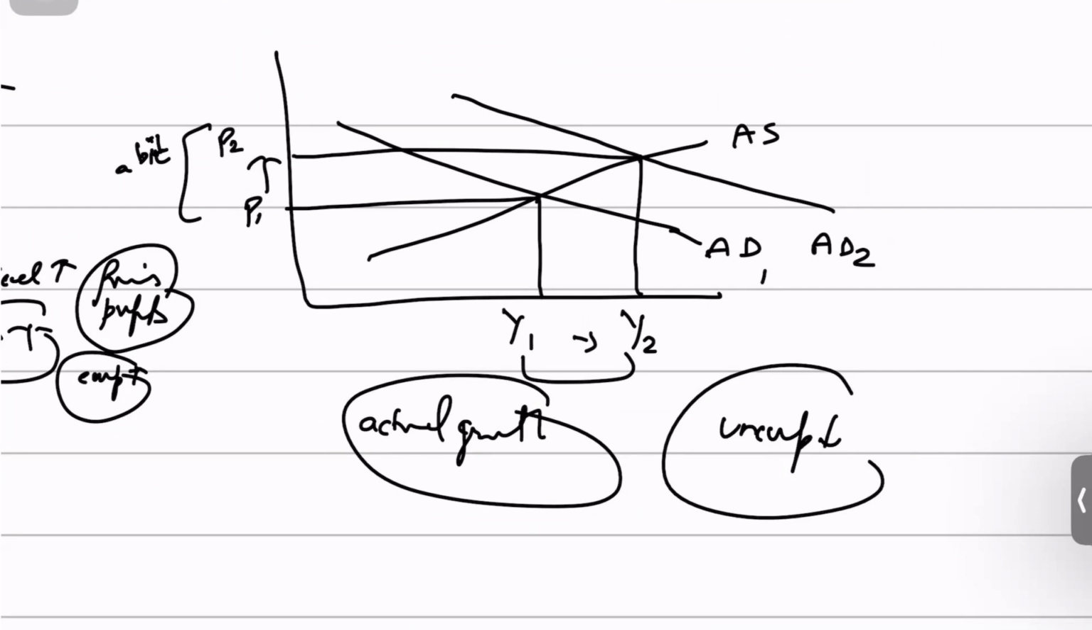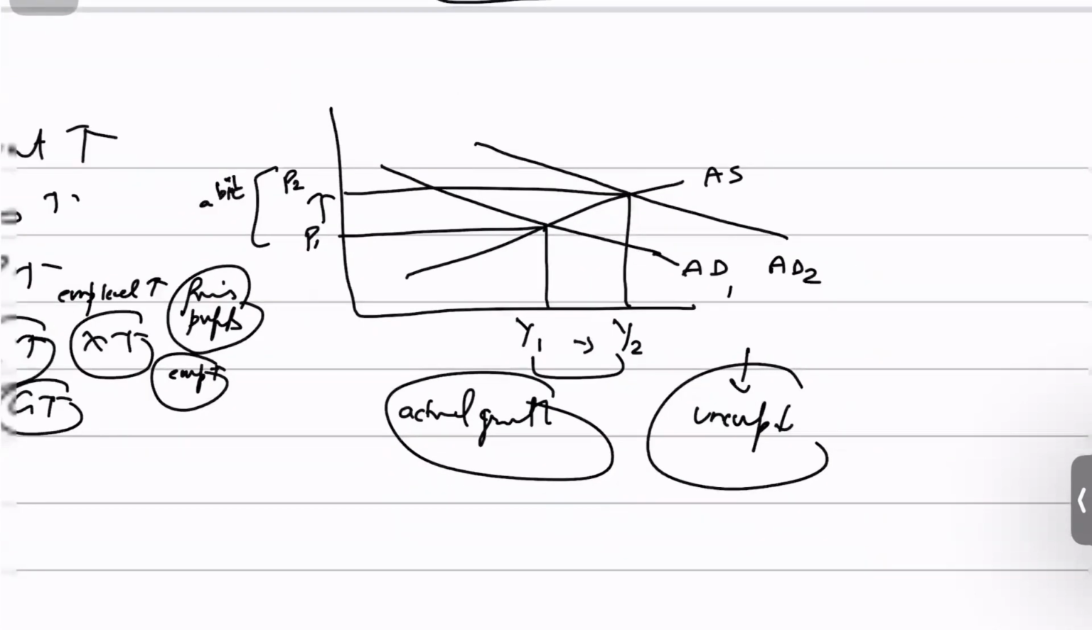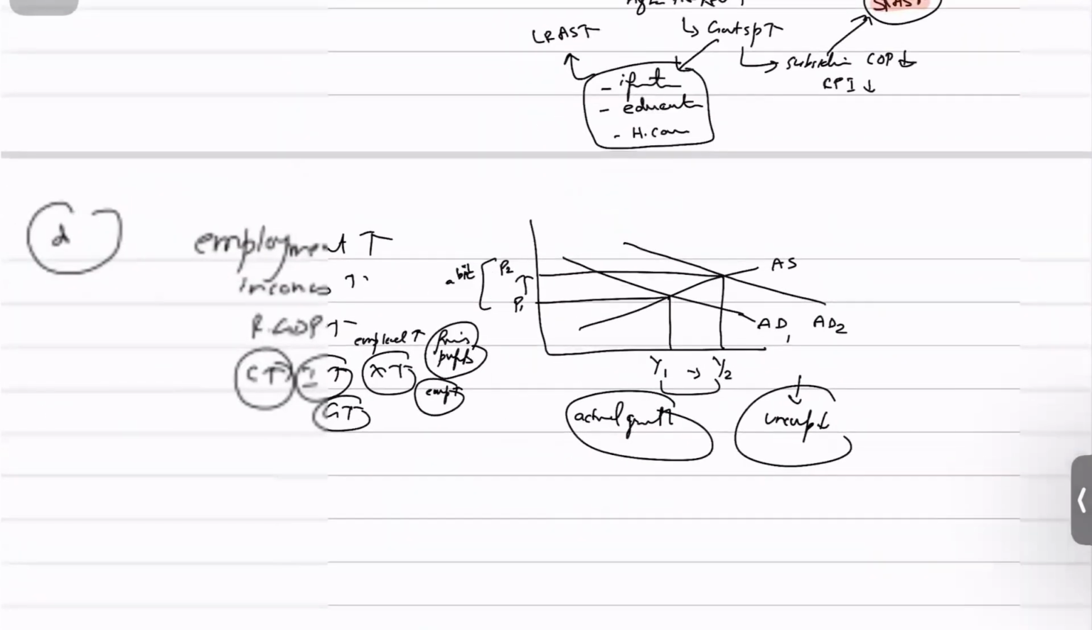Okay, incomes will go up, tax revenue will go up, unemployment will go down. Relate it to the fact that unemployment goes down, which is one of the reasons why the government is actually aiming for economic growth, because the question is asking why are governments aiming for a high rate of economic growth?